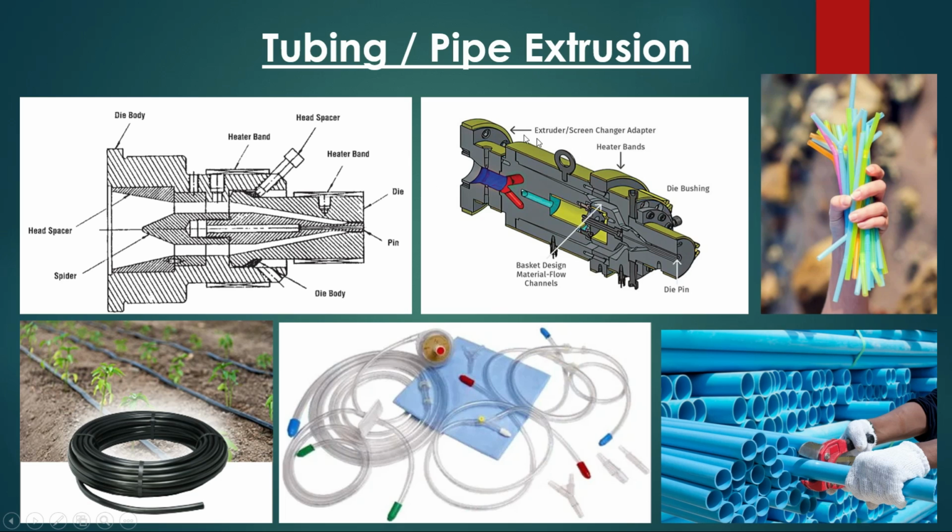So this is the die we generally use from the feeding section, and we have one die pin which is there to form the internal hollow portion. So this die is used, and we'll get this type of product continuously, like pipes and tubes.